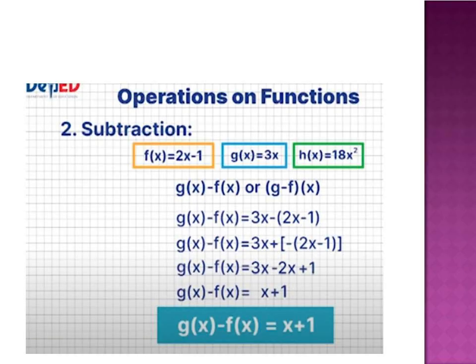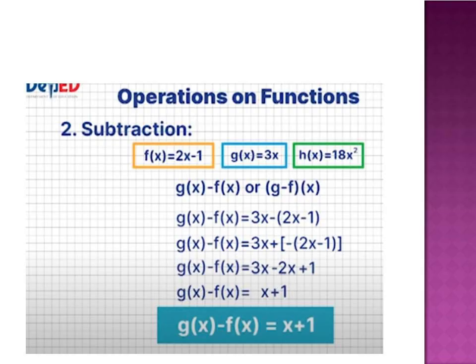Let us have the second operation, which is subtraction. For the next operations, let us use the following functions. Suppose we will be subtracting f of x from g of x. We will have the notation g of x minus f of x, or g minus f of x. In this case, it is equal to 3x minus the quantity 2x minus 1.